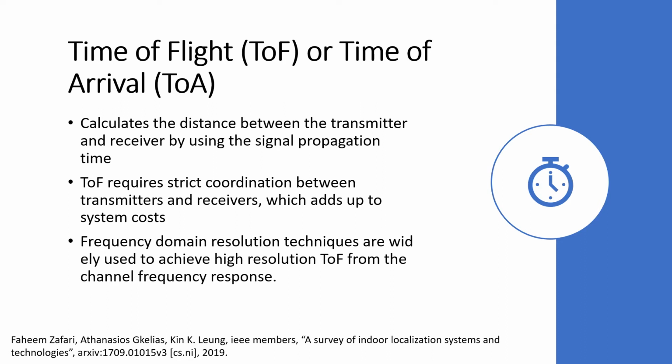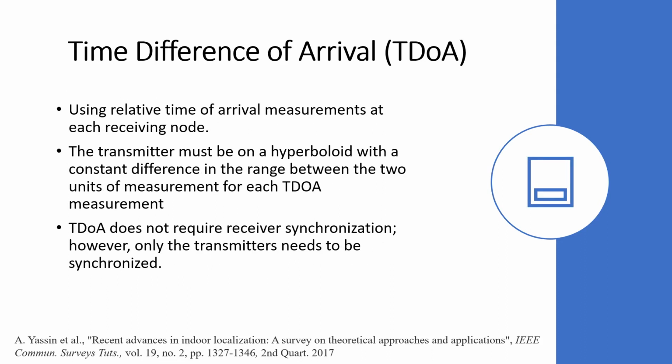frequency response. The time difference of arrival technique takes advantage of the difference in signal transmission times measured at the receiver from different transmitters. This is different from the time of flight technique, where the absolute signal propagation time is used. In contrast, relative time measurements are used in place of absolute time measurements at each receiving node.